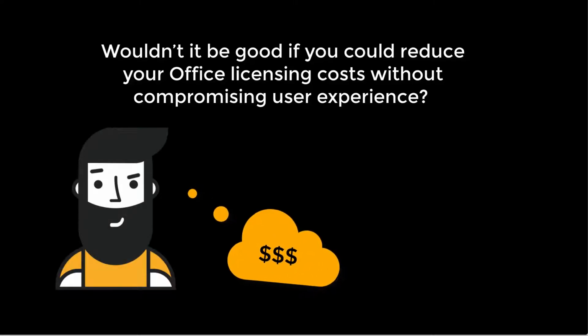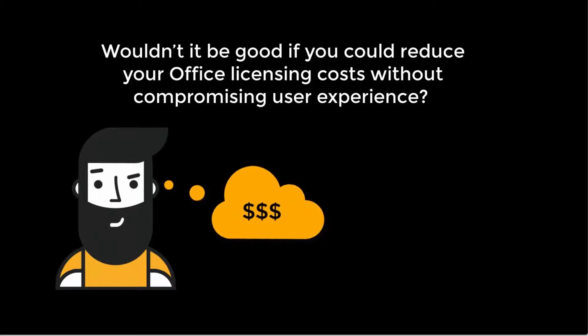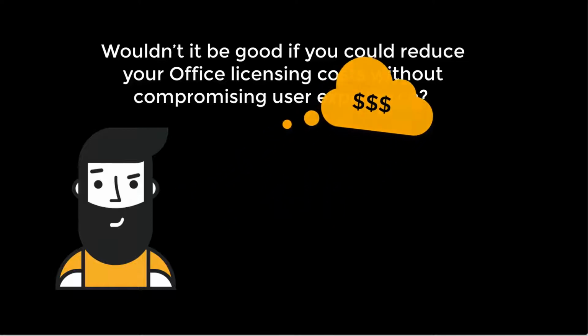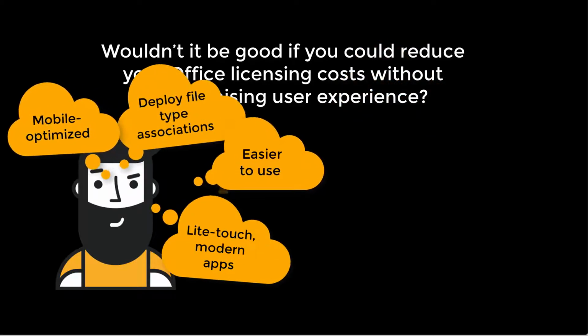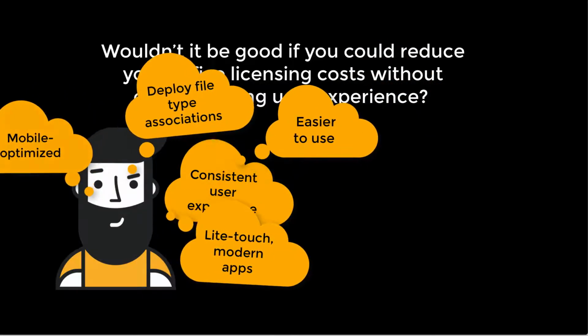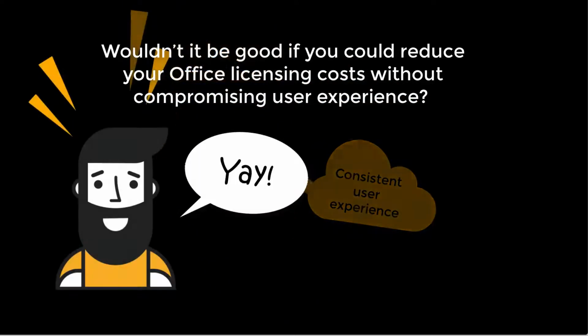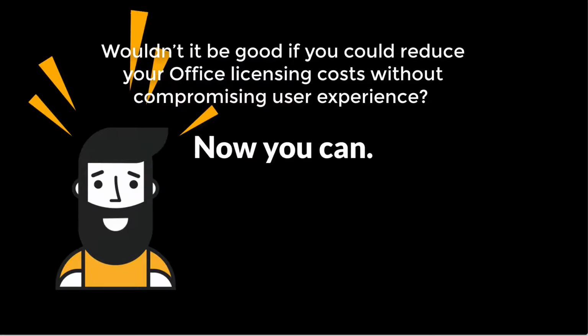Wouldn't it be good if you could reduce your office licensing costs without compromising user experience? Ivanti Environment Manager enables you to replace locally installed office desktop apps with modern mobile applications for users that you wish to target. Modern apps are included with E1 licensing. Users retain the same look and feel to the applications, and the replication to users is seamless.